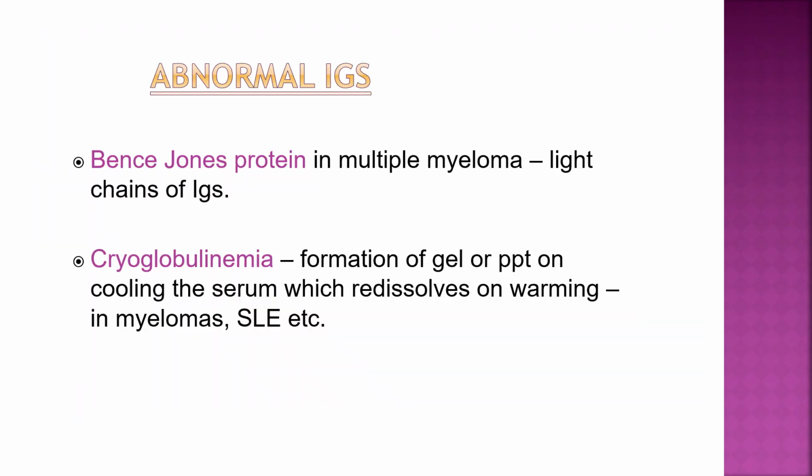Abnormal immunoglobulins. Bence-Jones protein is one of them. It is found in multiple myeloma. It has many increased light chains of immunoglobulins. Cryoglobulinemia is the formation of gel or precipitate on cooling the serum, which redissolves on warming. It is seen in myeloma and SLE.